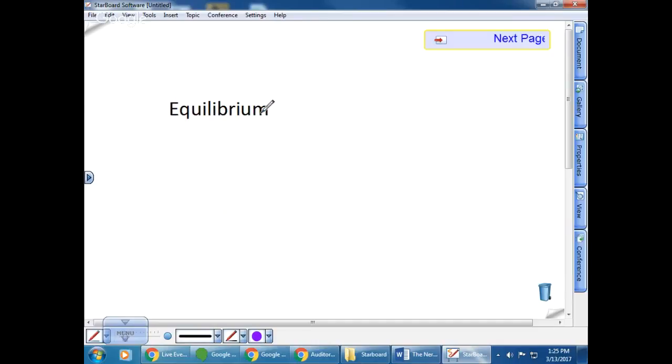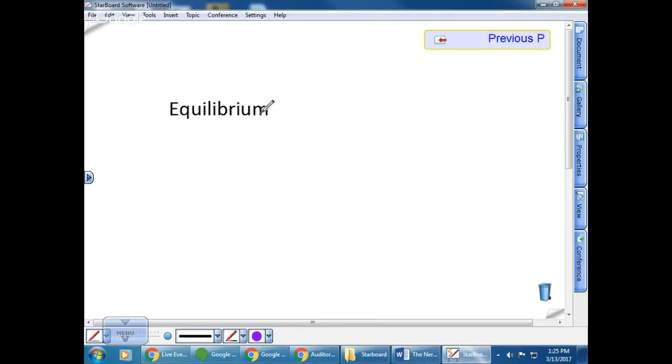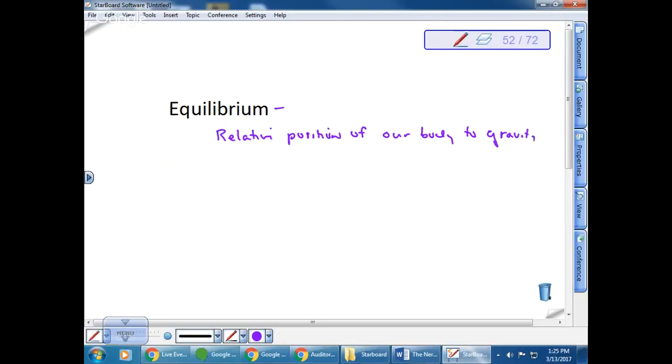Okay, so let's look at equilibrium. I just want to talk a little bit about equilibrium. Equilibrium can tell us the relative position of our body to gravity. Some organisms have really simple mechanisms that do this that are kind of interesting. An example of this is a statocyst in crayfish.